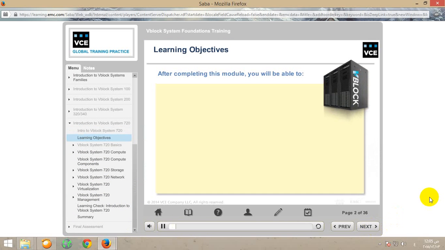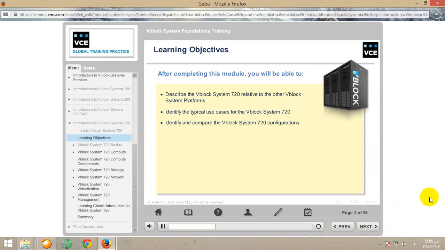Upon completion of this training, you'll be able to describe the V-Block System 720 relative to the other V-Block system platforms and identify the typical use cases for this system. You will also be able to identify and compare the V-Block System 720 configurations and identify the basic components that comprise the compute, storage, networking, and virtualization technologies.